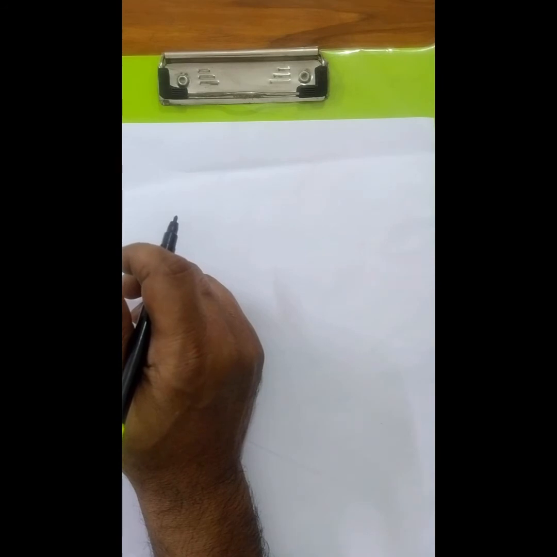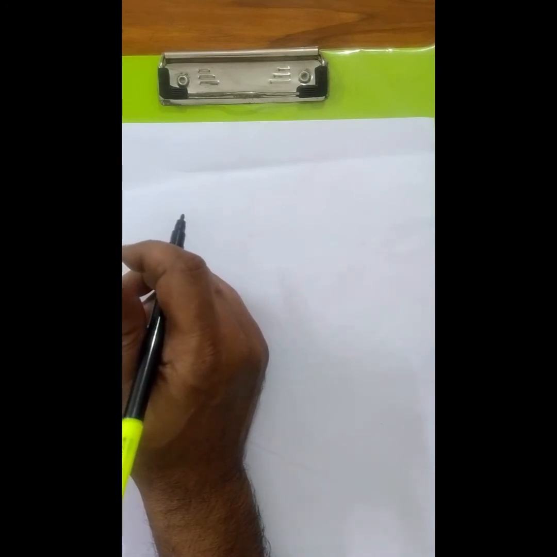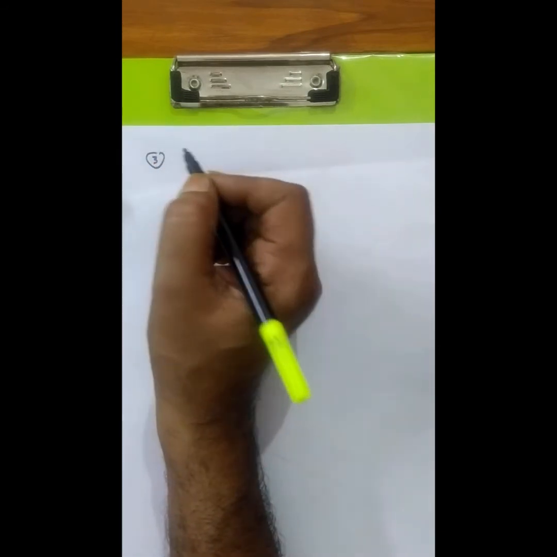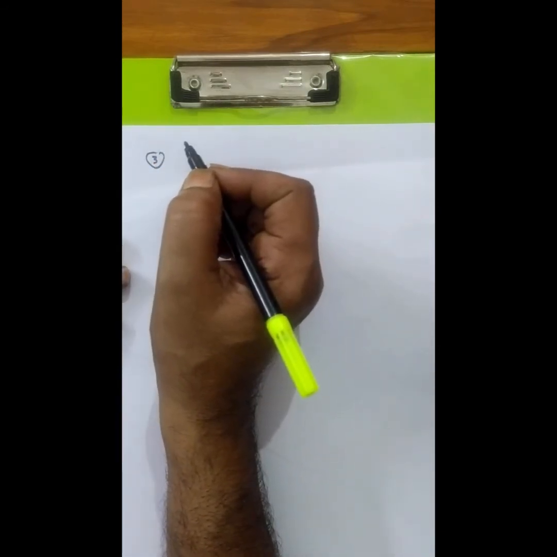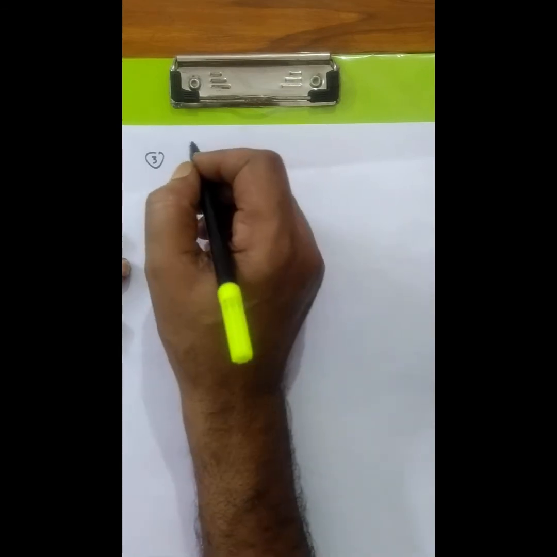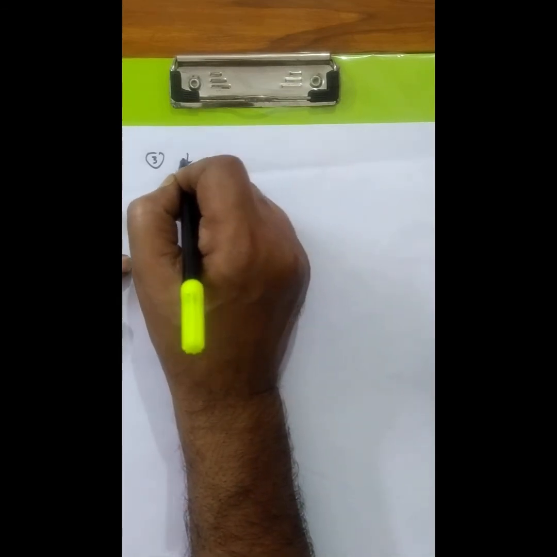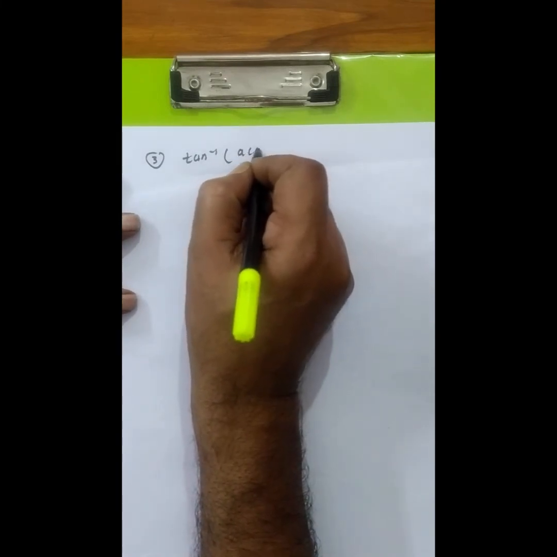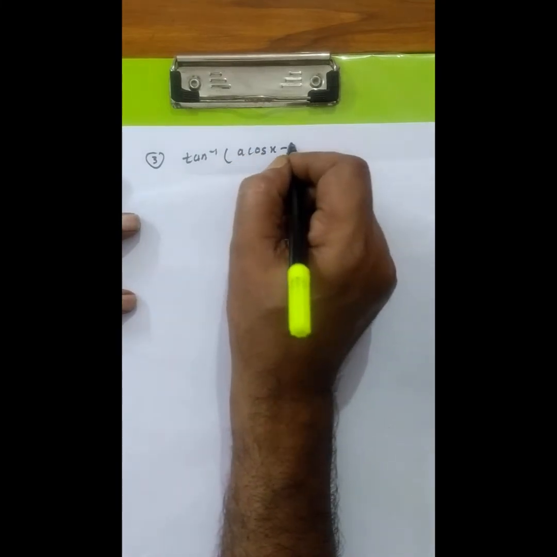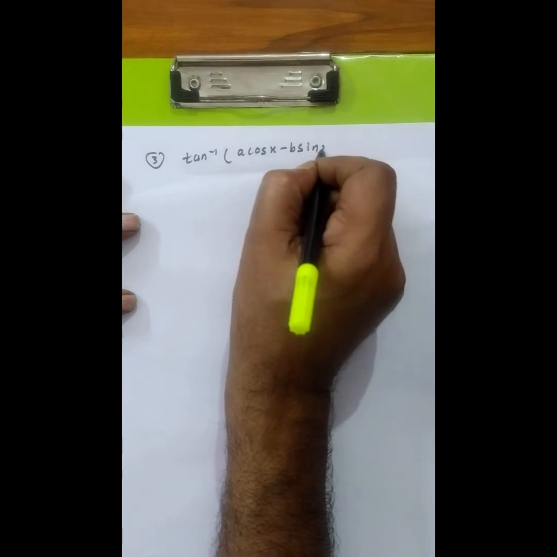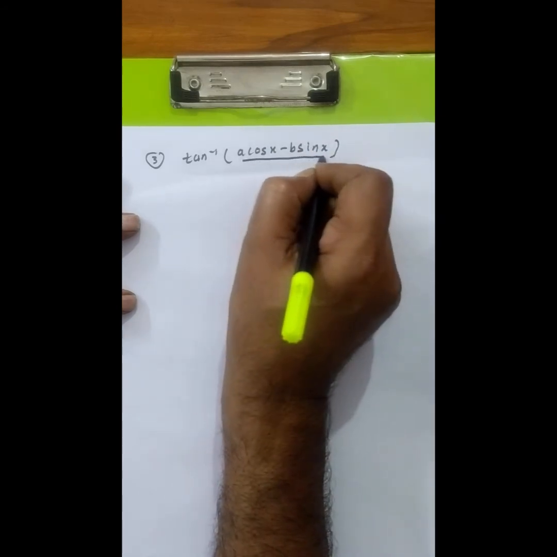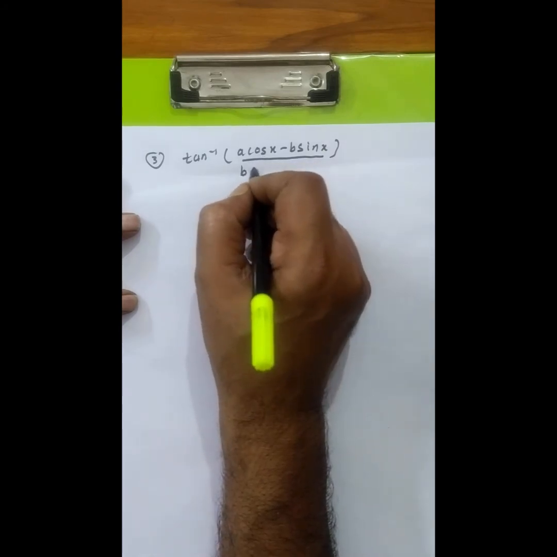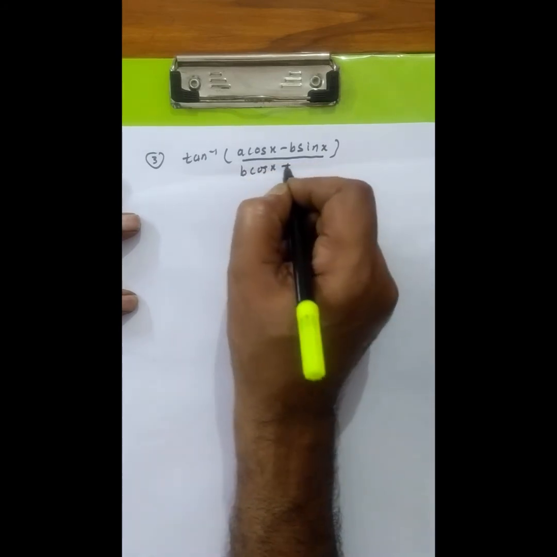Express in simplest form tan inverse of a cos x minus b sin x divided by b cos x plus a sin x.